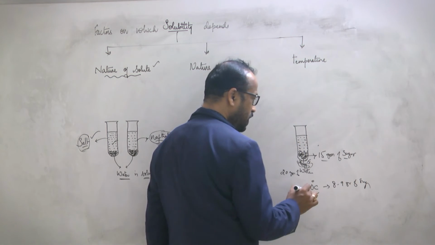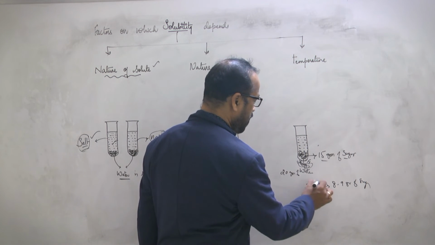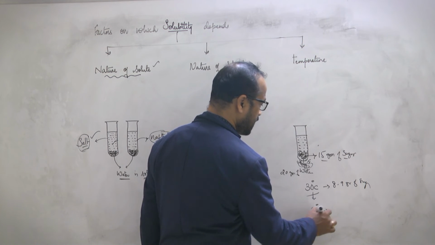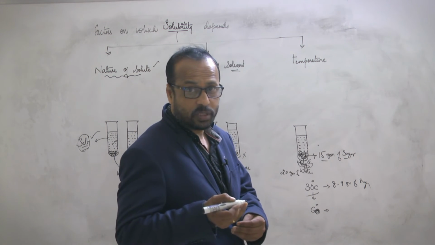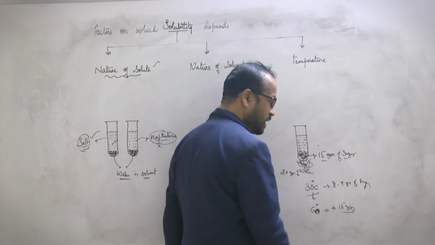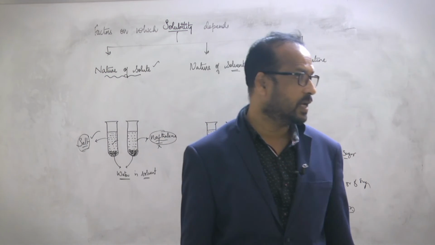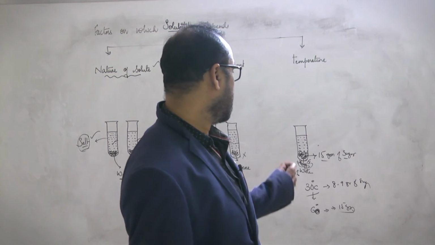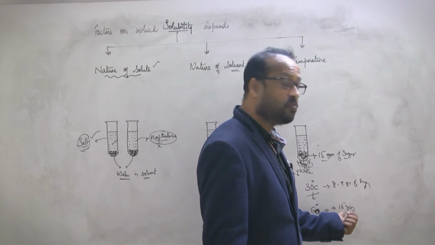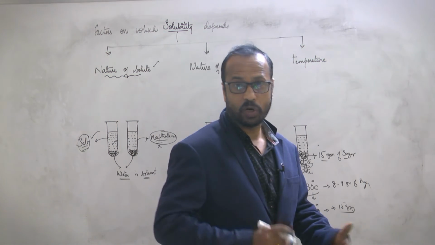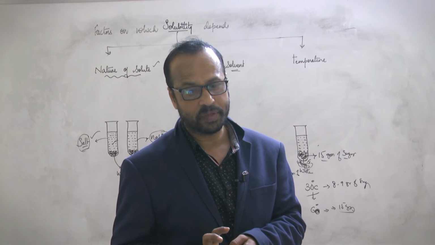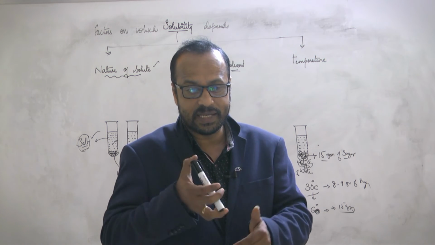But now what have I done? I have increased the temperature from 30 degrees to, for example, 60 degrees. Now the temperature is increased, so what happens? The sugar dissolves. Now 15 grams of sugar is dissolved in it. Its actual capacity is only 8 to 9 grams, but now 15 grams of sugar is there. Means an excess amount of sugar is dissolved. So solubility is increased. Yes or no?